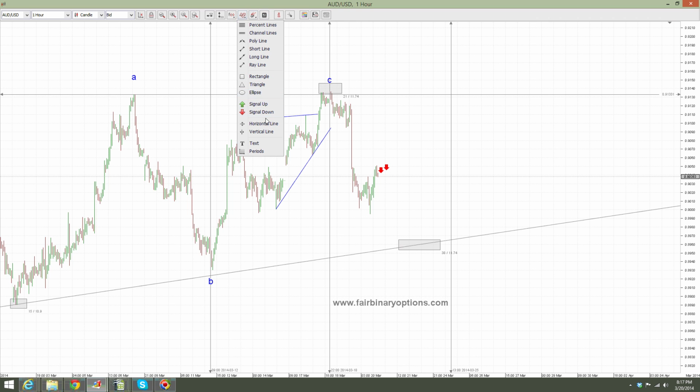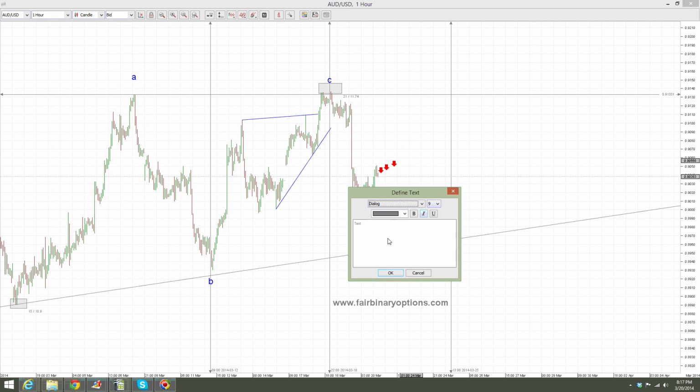So let's write on the screen our plan that we are buying put options with end of week expiration date. That is the plan, that is the analysis, and this is what we are going to do.